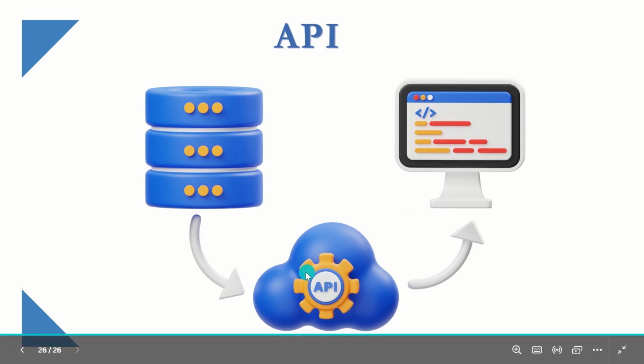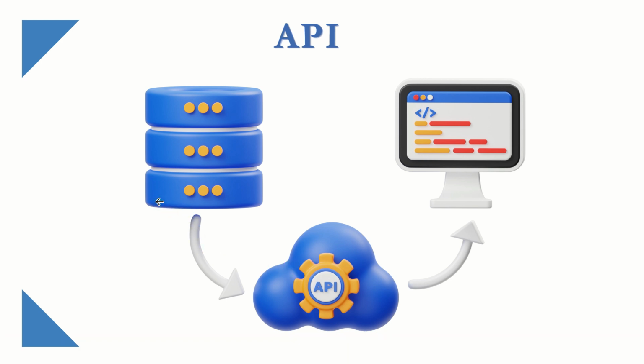Now, it is the job of the API how it will communicate this request to the database or third-party system, and then the third-party database or third-party system will reply to this API with particular data, and then this API will send us or will provide us the data for which we have requested, right?